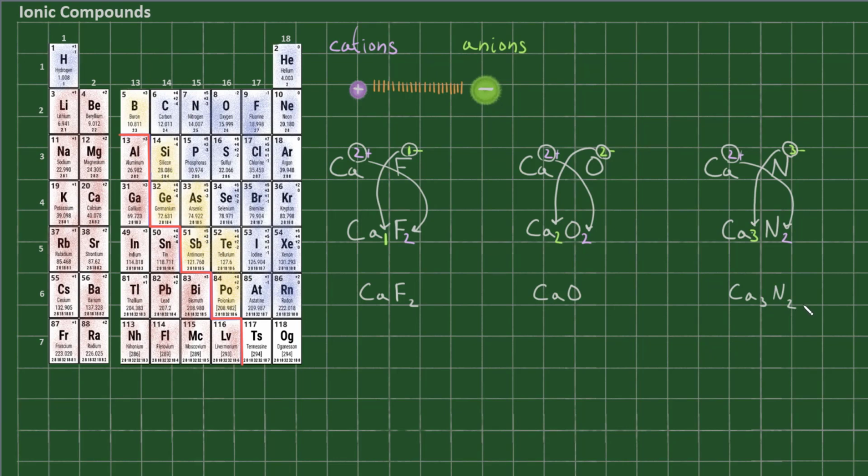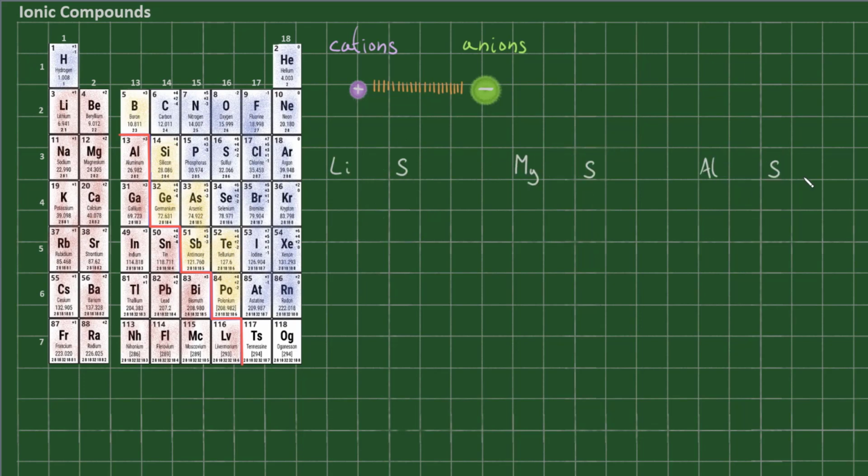Note that in each case, I have taken the charge of the cation and placed it after the anion. And then I've taken the charge of the anion and placed it after the cation. And if the resulting ratio can be simplified, as is the case with scenario 2, I do that as well. With that in mind, let me bring in 3 more examples. And here they are. 3 scenarios, each involving sulfur and a different metal: lithium, magnesium, and aluminium. I recommend pausing the video and determining the ionic formulas of each of these pairings.